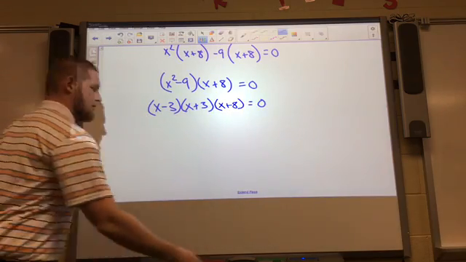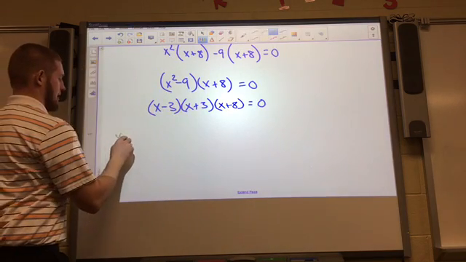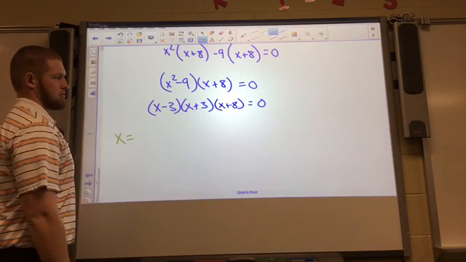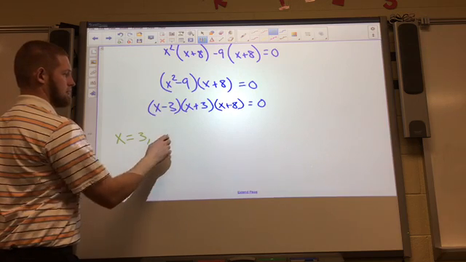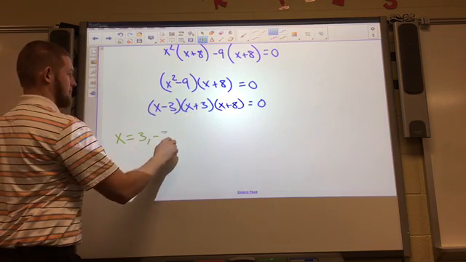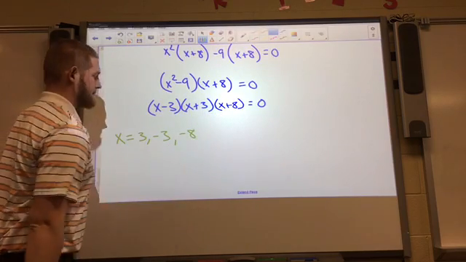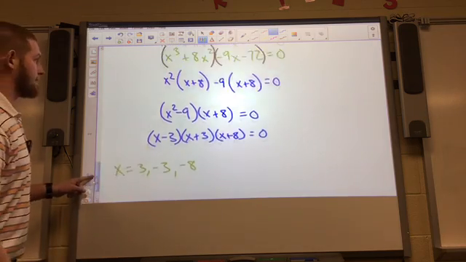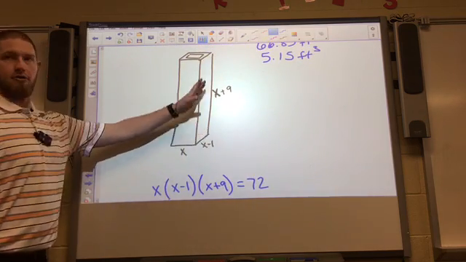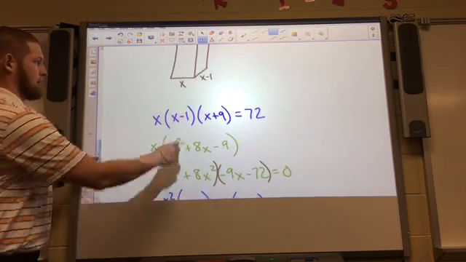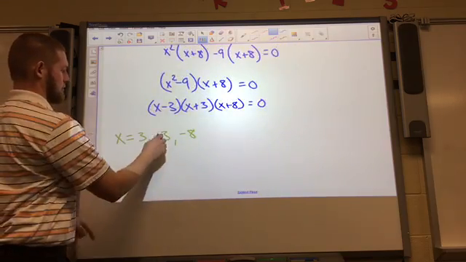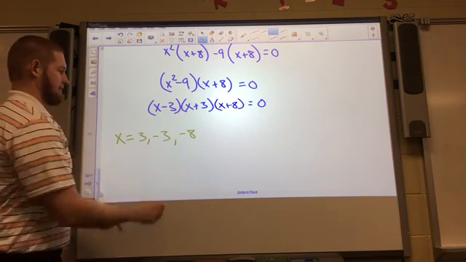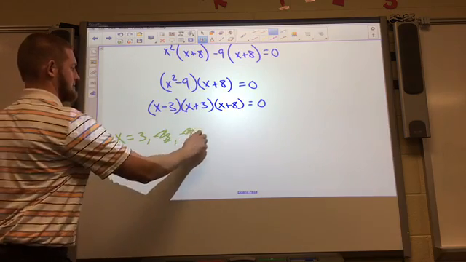Okay. So, Aspen, what are my options for what x equals? Positive 3, negative 3, and negative 8. Now, why do those not all make sense? Right, is it possible to have negative length, width, or height? No. Well, this is just x. So whatever this equals, I can plug that in. Okay. I can't have negative 3 as a side length, and I can't have negative 8 as a side length.